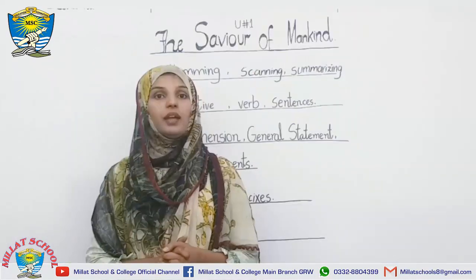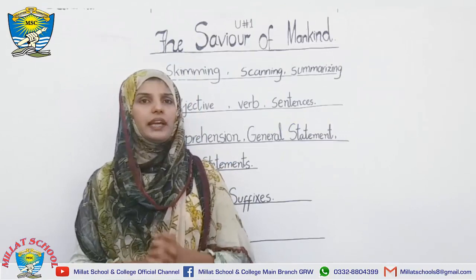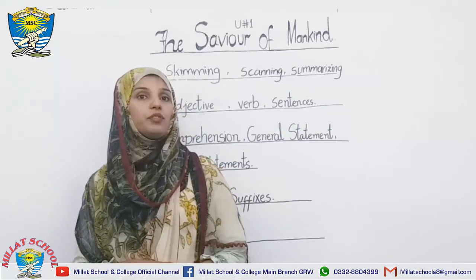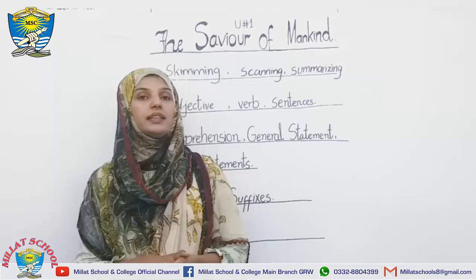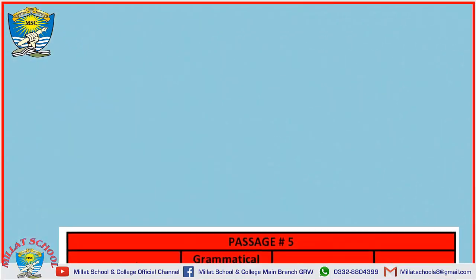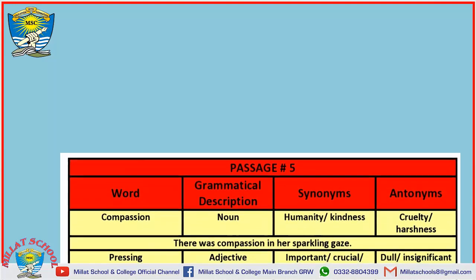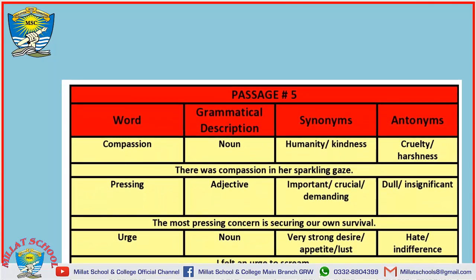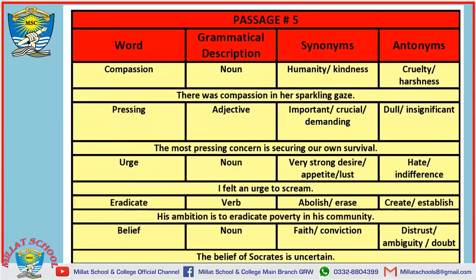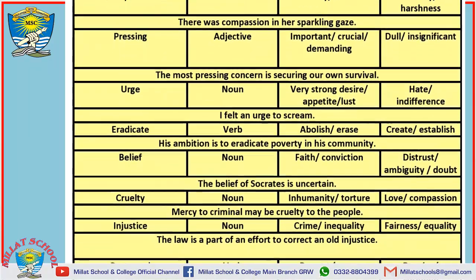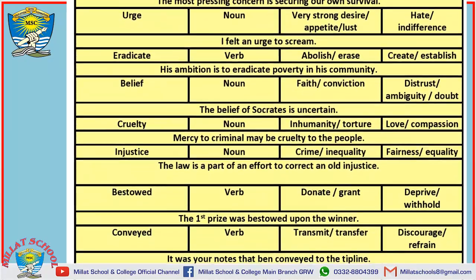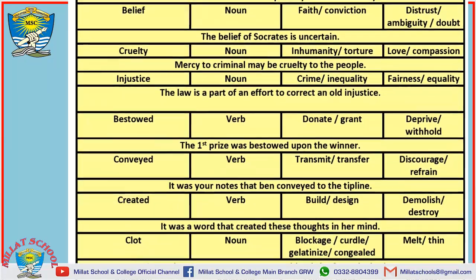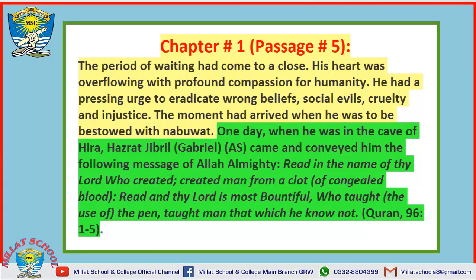Now I am coming towards the second objective of this chapter, that we have to pick out all the words and their grammatical description. Here are some words, compassion, pressing, and all the other words which are very important from this passage, and I have given you the complete grammatical description with sentences, so there will be no difficulty for you to handle the paper if it comes from inside the chapter. On the screen, the statements in yellow color are the general statements, and the statements in green color are the specific statements.